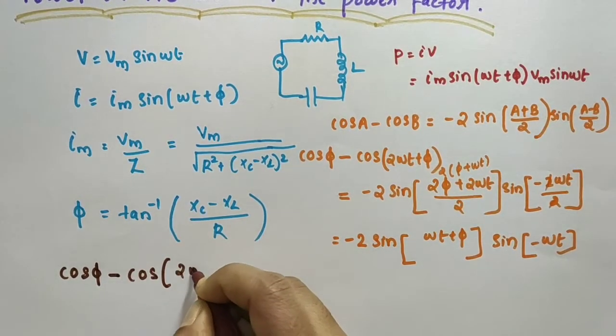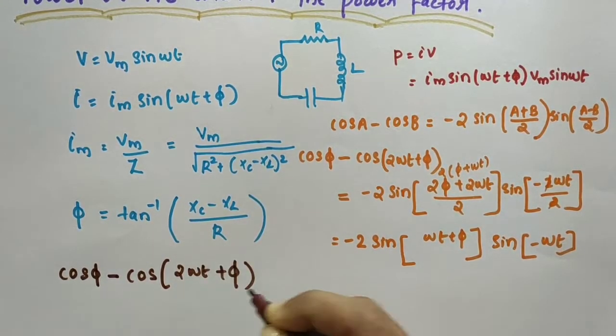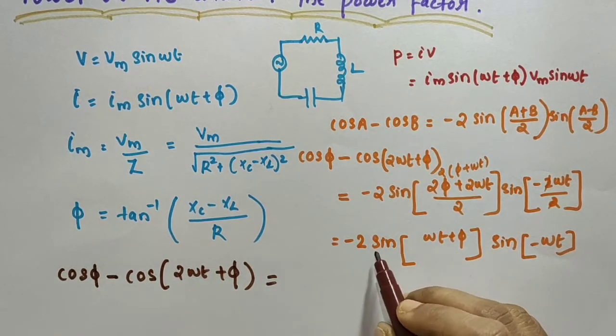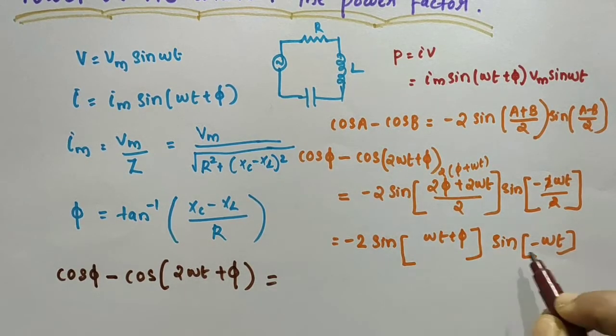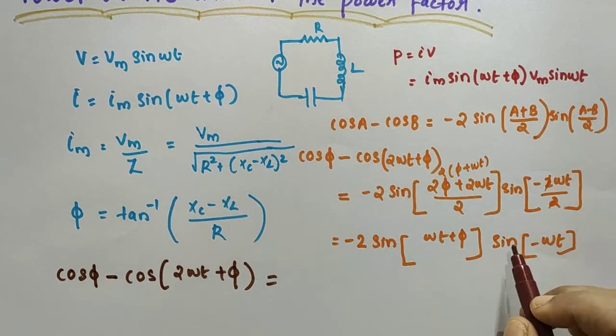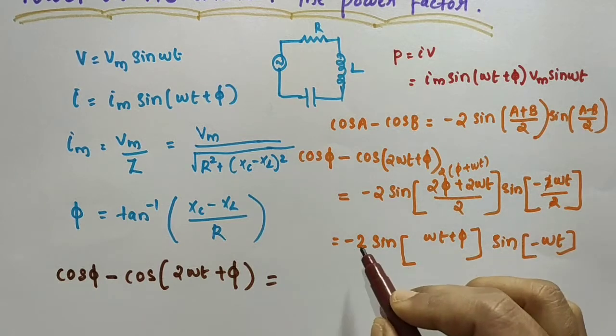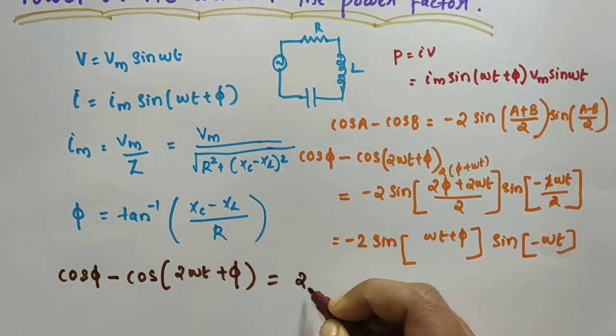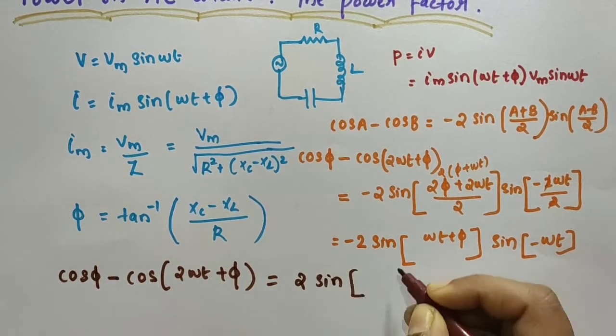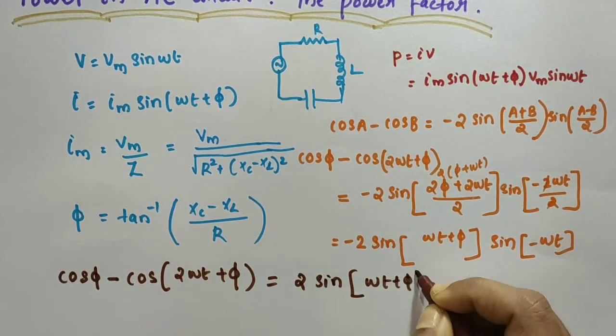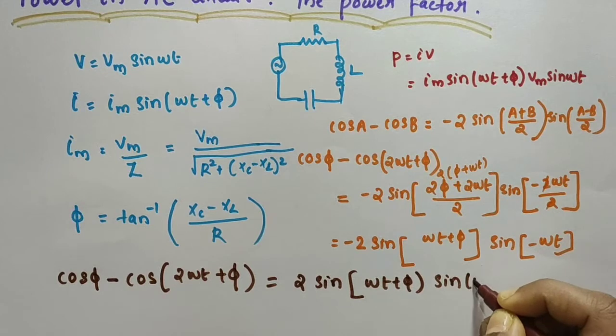2 omega t plus phi equals minus 2 sine of omega t plus phi into sine of minus omega t. Sine of minus theta is minus sine theta because sine is an odd function. So sine of minus omega t is what? Minus sine omega t. So that minus and this minus becomes plus now. So 2 into sine of omega t plus phi into sine omega t.